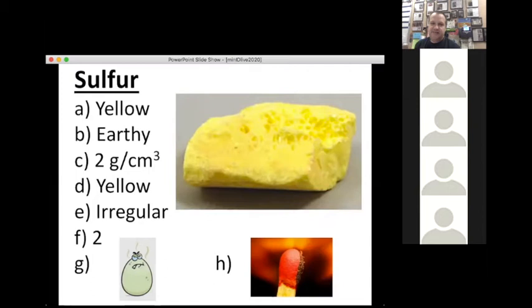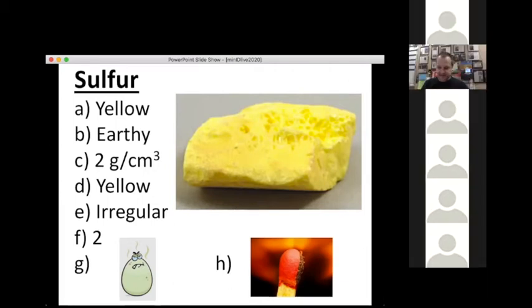Letter D, I asked for the streak. Remember, the streak is when we take the mineral and we scratch it on this plate, and it leaves a yellow streak, a yellow powder for letter D.